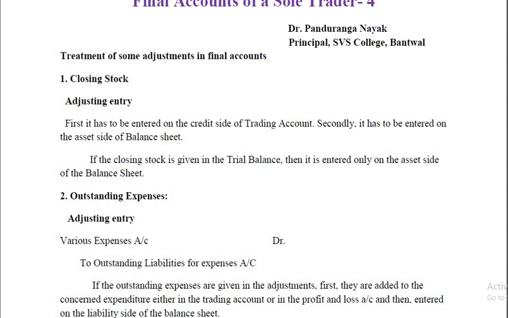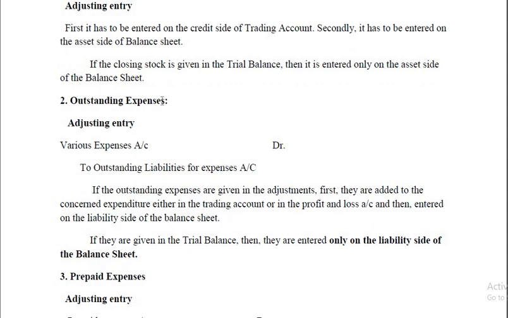So first it is entered on the credit side of the trading account, and secondly the closing stock is entered on the asset side of the balance sheet. In a problem, in the adjustments, there might be closing stock given, let's say 50,000. Then it should be credited to the trading account, and again it should be shown on the asset side of the balance sheet. For your information, any adjustment should be treated twice, once in the trading and profit and loss account and the other on the balance sheet. If the closing stock is given in the trial balance, then it is entered only on the asset side of the balance sheet.